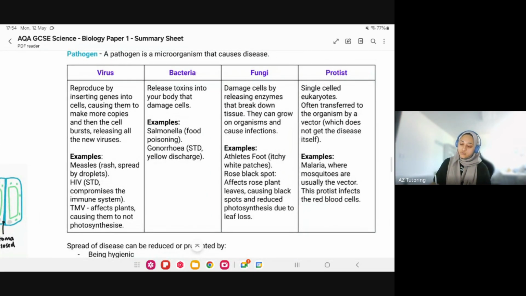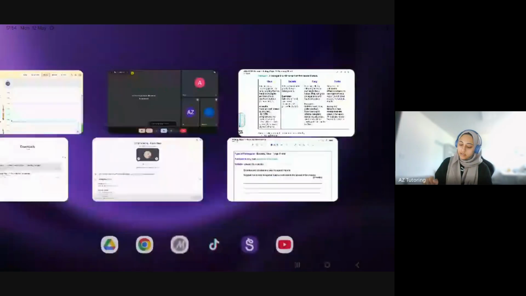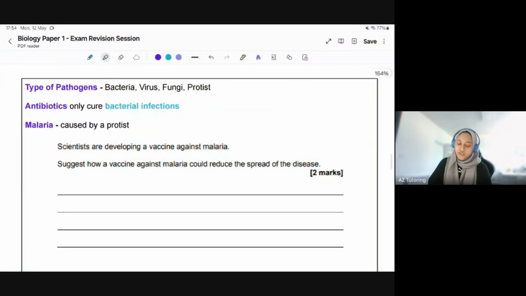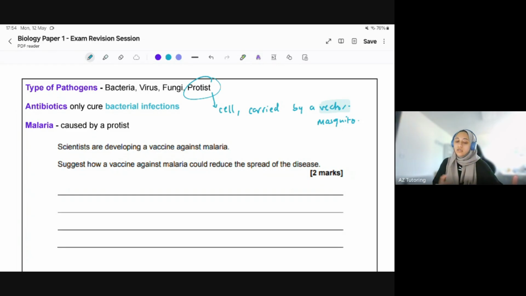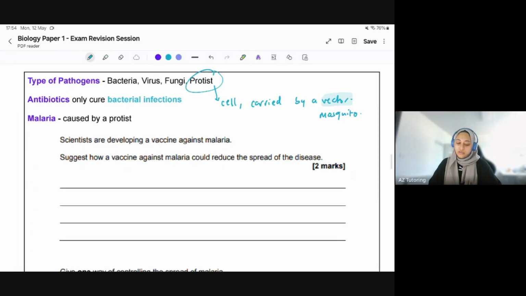And then you've got protist, which we'll talk about in this. A protist is just a single-celled organism. It's just a eukaryotic cell. You don't really need to know much about it, but it's a cell that's carried by a vector. So it's a cell, and it's carried by a vector. And this vector is basically the mosquito, in the example for malaria. So the mosquito gets a protist from somewhere, it carries it, and then it bites the human, and it passes that protist on. So that's how malaria is caused.